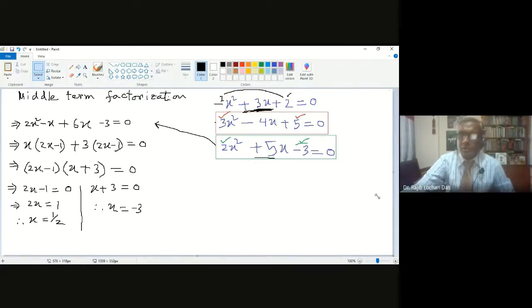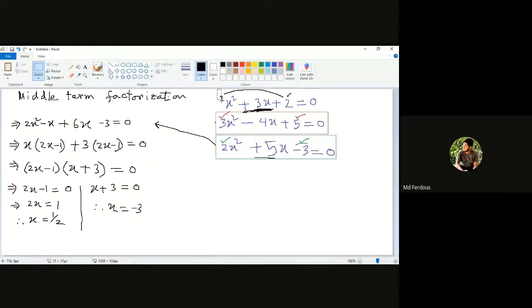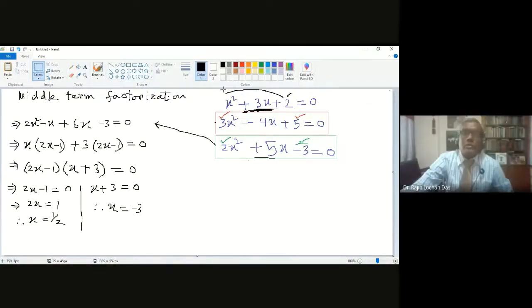So let me show you the quadratic formula. Is that okay? Can I show you the formula now? Yes, sir. Okay, so the quadratic formula is another method to solve the quadratic equation.